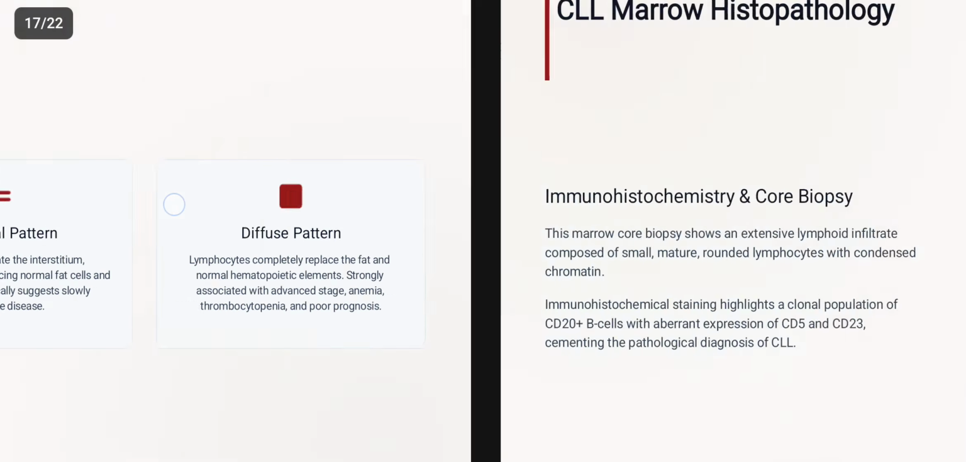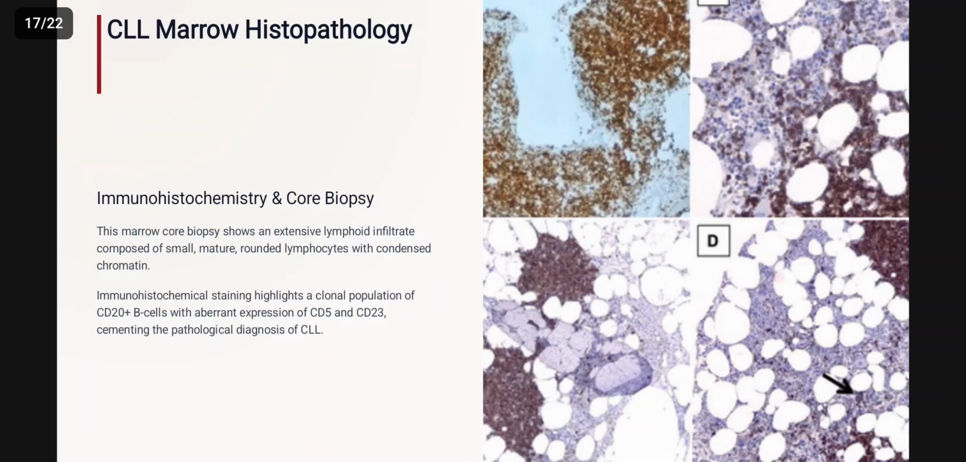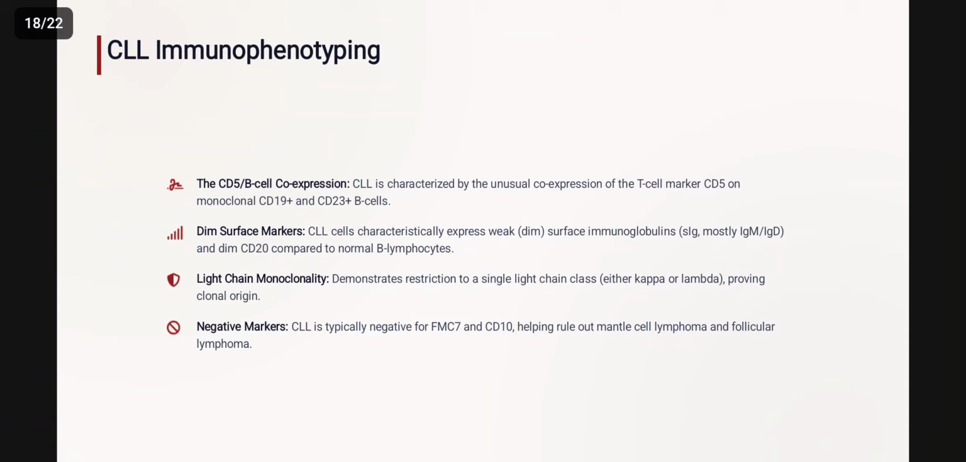and poor prognosis. CLL marrow histopathology: the core biopsy shows an extensive lymphoid infiltrate composed of small, mature, round lymphocytes with condensed chromatin. Staining highlights a clonal population of CD20 positive B cells with aberrant expression of CD5 and CD23, cementing the pathological diagnosis of CLL. And CLL immunophenotyping: CD5 positive B cell expression, dim surface markers, and light chain monoclonality, with negative markers.